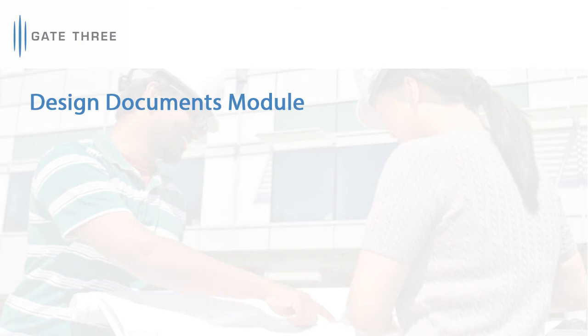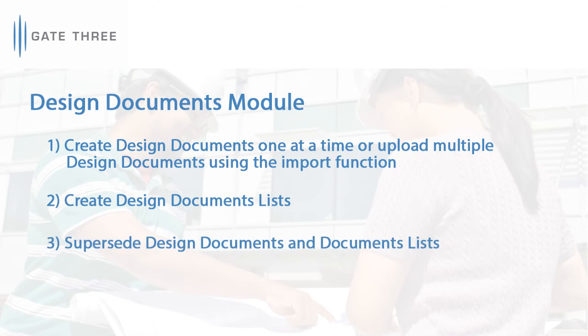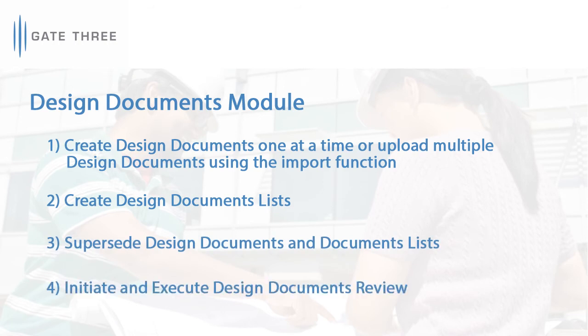In this video, I will show you how to access the Design Documents module within the Gate 3 system and how to navigate through the module, as well as highlight some of the options, features, and views available within the Design Documents module. The Design Documents module is used to create design documents manually, one at a time, or automatically upload multiple design documents through the import function, create design document lists, supersede design documents and document lists, and initiate and execute design documents review.